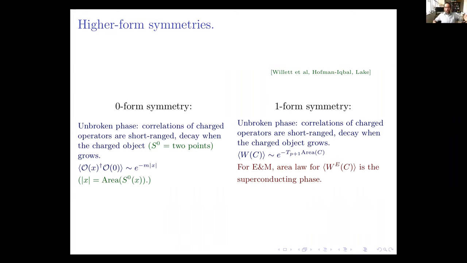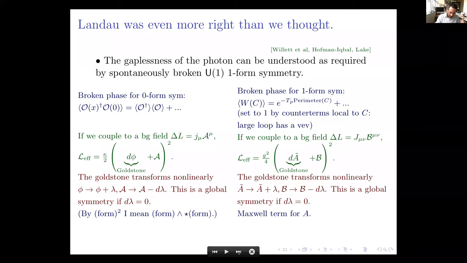In the case of E and M, the area law for a Wilson loop is a good way to see that it's in a superconducting phase, that the photon is massive. So we can have unbroken phases, and we can have phases where the symmetry is broken. A broken phase for a zero-form symmetry means that the correlations of charged operators are long-ranged. They don't fall off with distance. The analogous statement for a one-form symmetry is that it satisfies a perimeter law. This is basically the same as this condition, because you can add counterterms along the loop to cancel off this perimeter part. So it basically just means that it's a constant.